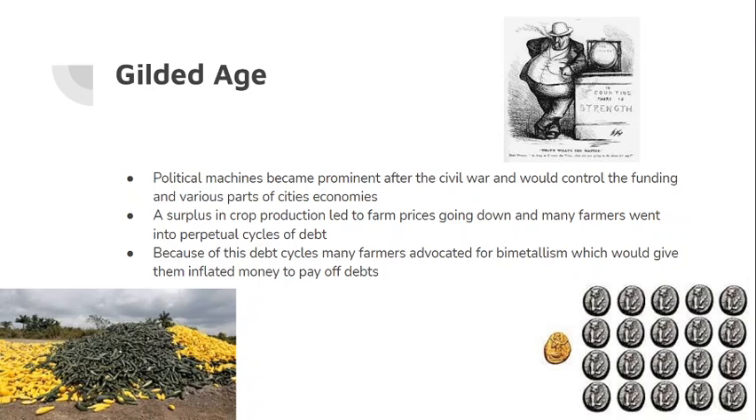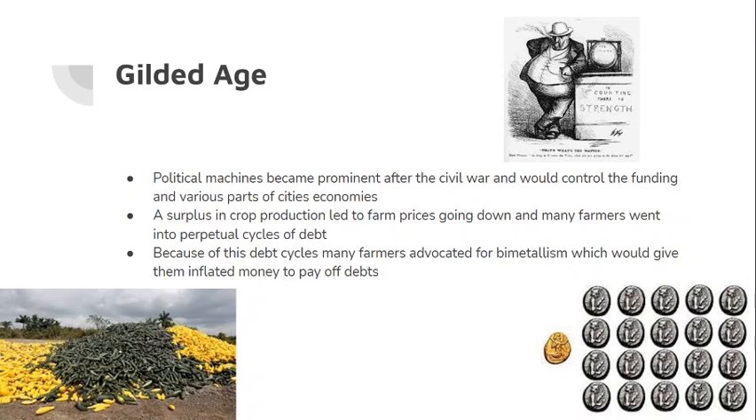Because of these debt cycles, farmers advocated for bimetallism. What bimetallism was, as you can see in this image over here, is gold and silver. At the time, the U.S. currency was backed by a gold standard, but proponents of bimetallism argued that currency should also be backed by silver. The reason was that silver was being mined in pretty large quantities at the time, and this would inflate the value of the U.S. dollar, and the farmers could use that inflated money to pay out these debts.